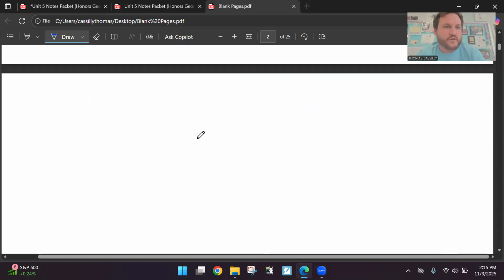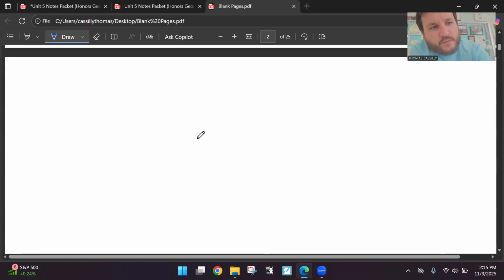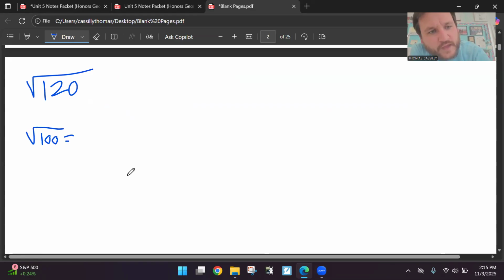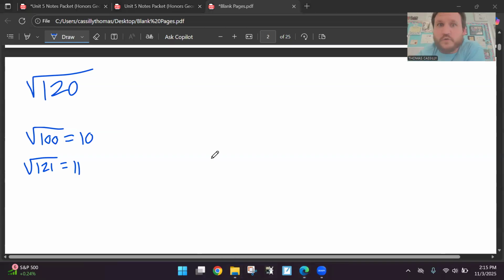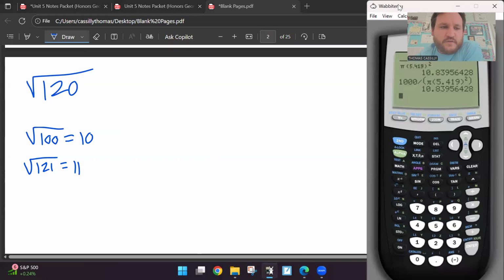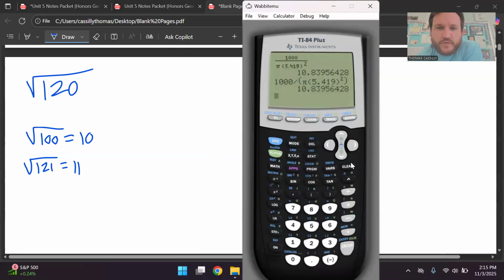So if I just do that real quick, square root of 120, I'm going to be pulling up the calculator quite a bit here. Square root of 120, it's some number, okay? I know it's bigger than 10, it's smaller than 11. Why do I know that? Because I know the square root of 100 is 10, and the square root of 121 is 11. So the square root of 120 is somewhere between those two whole numbers. It's probably closer to 11 than it is to 10. All right, so let's just figure out what that is.